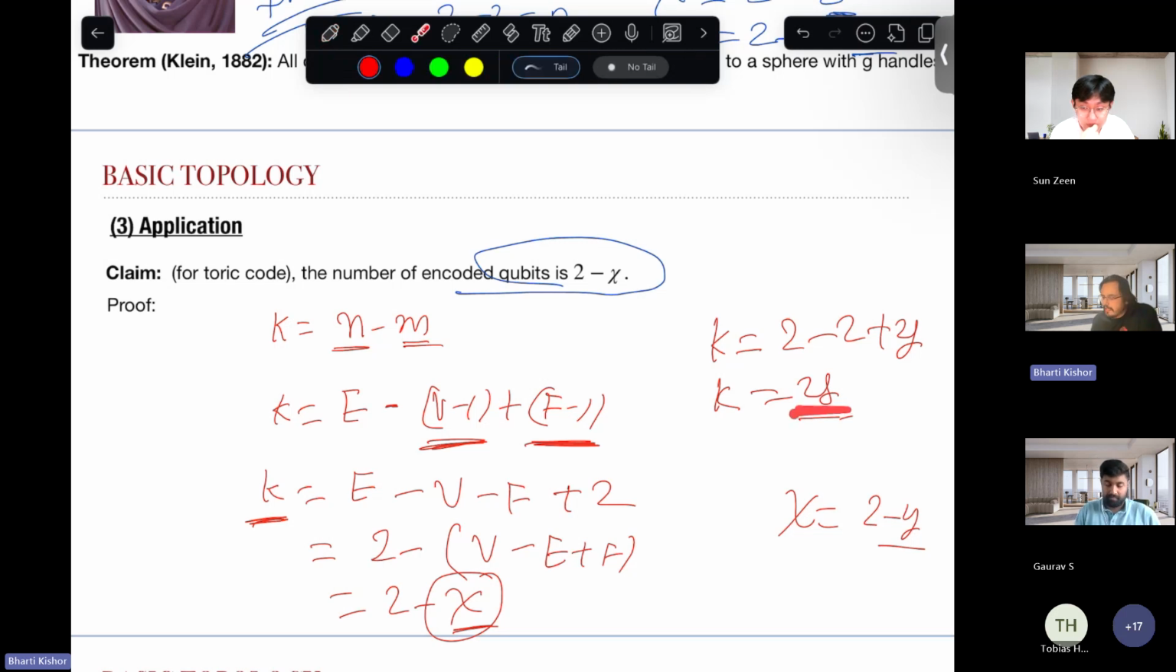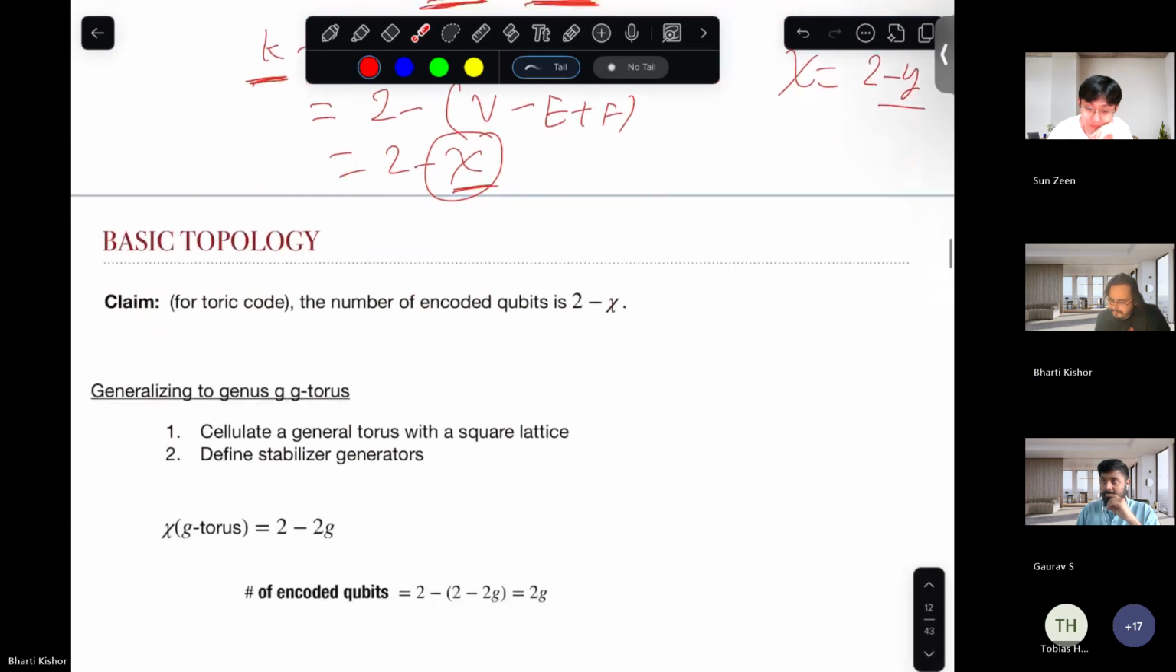So if you have a surface with, let's say, G holes, then you will get genus G, then you will get 2G many qubits. And that's what people do when they try to do hyperbolic codes and so on. Basically, you try to encode it on a higher genus surface, and that can help you increase the number of logical qubits.